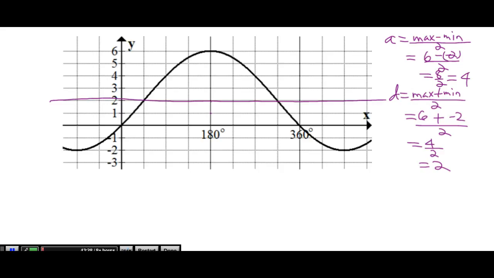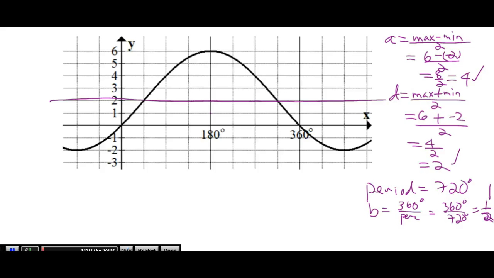Okay, what's the period? Well, half the period is 360. So the period is 720 degrees. What's the B value? It's 360 over the period, which is 360 degrees over 720 degrees, which is 1/2, which is a horizontal stretch by a factor of 2, which means the period has to double, which is good, because that's what it did. It went from 360 to 720. So I've got A, I've got D, I've got B.